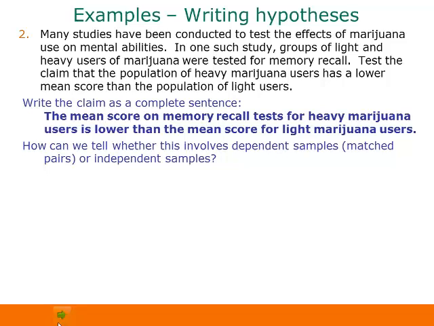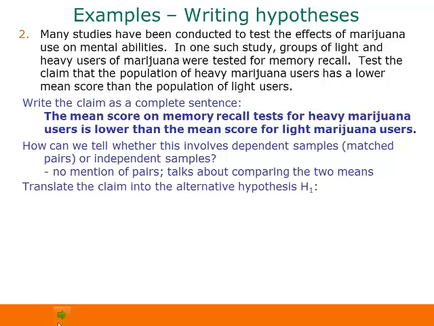Again, how can we tell whether this involves dependent samples or independent samples? Again, there's no mention of pairs in the problem. It just talks about comparing the two means. So in this problem, there's no before and after. There's no mention that the two samples are related to each other in any way whatsoever.